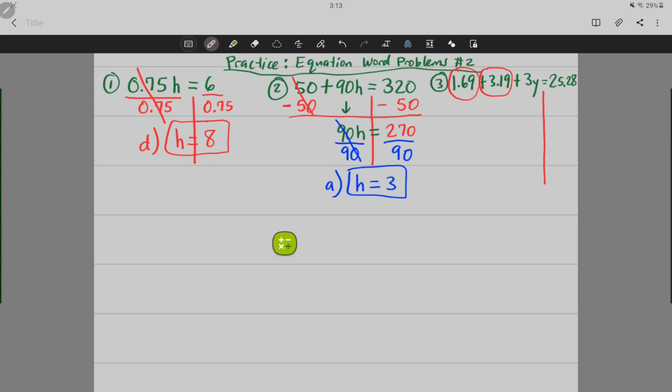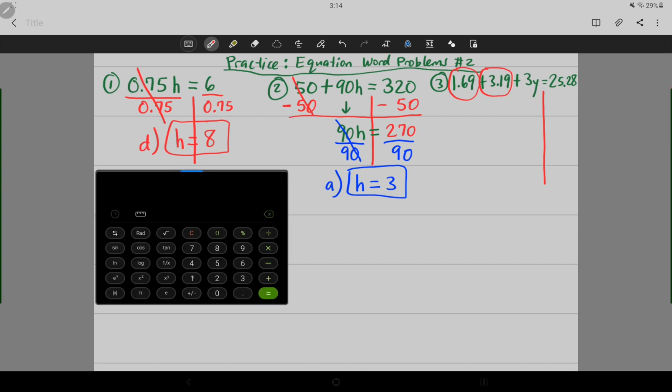And notice how I also circled the operation. It says 1.69 plus, notice how the addition is also circled, plus 3.19. So I type exactly what I circled.